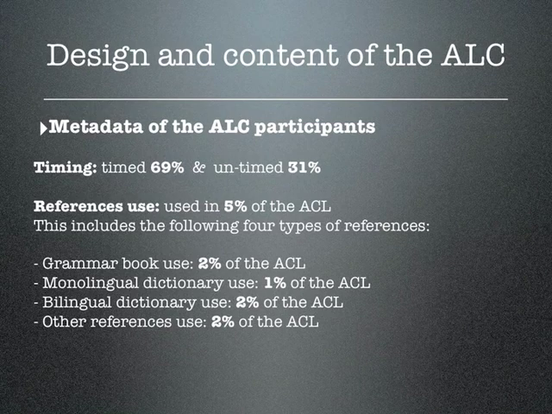So, all the materials produced in class were timed, and those produced at home were not timed, representing 31% of the corpus data. References were used in 5% of the corpus data, and this includes the following 4 types: grammar books, which were used in 2% of the corpus, monolingual dictionaries 1%, bilingual dictionaries 2%, and finally other types of references represented 2% of the corpus.